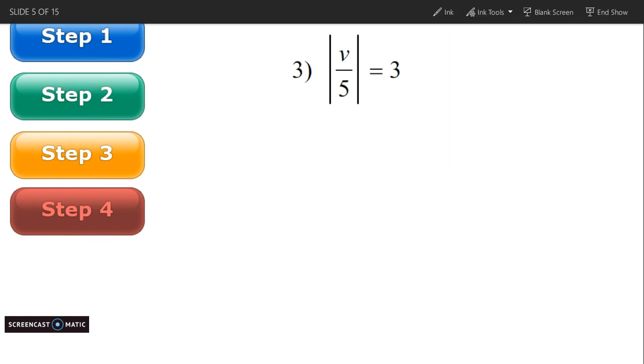All right, so leveling up just a little bit here. The absolute value of v over 5 equals 3. And so the absolute value is still by itself. There's nothing going on outside of the absolute value bar. So step 1 is still done for us. Step 2, is it possible? We've got a positive number there, so we're good to go there.